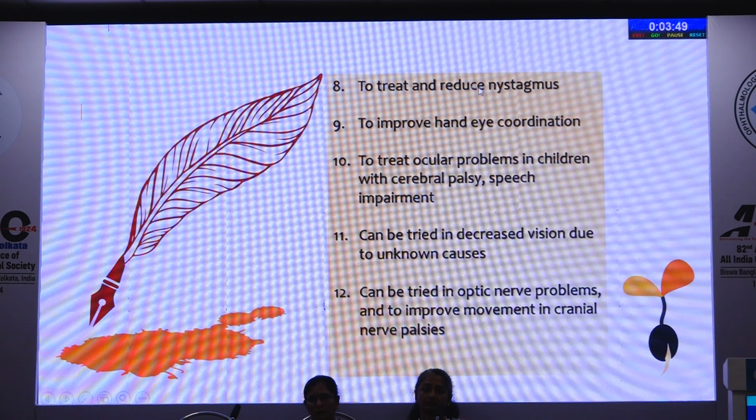Now these are some of the less common causes: to reduce the nystagmus, improve hand-eye coordination, and other problems in children with cerebral palsy. It has also been used in multiple cranial nerve palsies in very few cases.